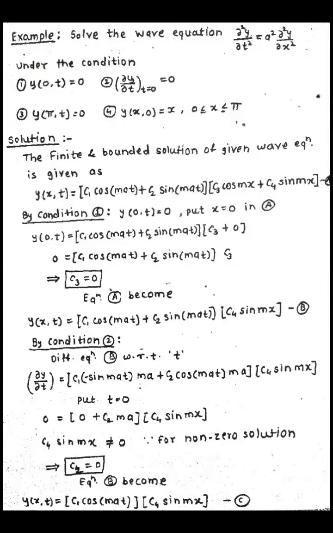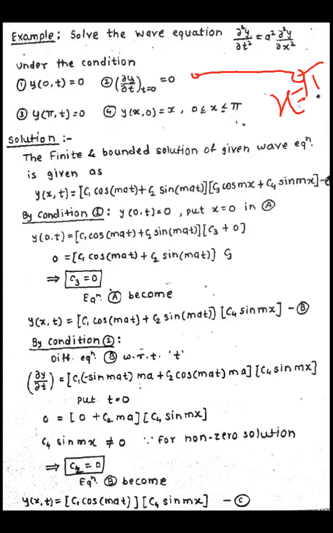So here the range of x is given, meaning that the length of the string is π. That means the first end of the string is at x equal to 0 and the second end is at x equal to π.